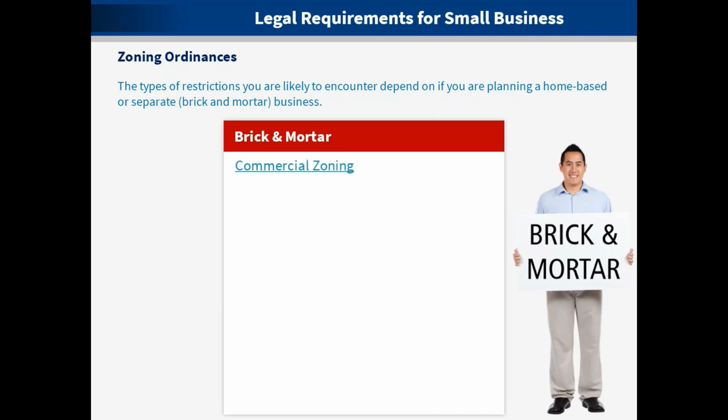Commercial zoning. Commercial business zones are typically used for retail sales and service operations. Restrictions common to commercial areas often relate to the availability of parking or the proximity of certain types of businesses to others. As an example, many communities prohibit or restrict the locations of bars or dance clubs.